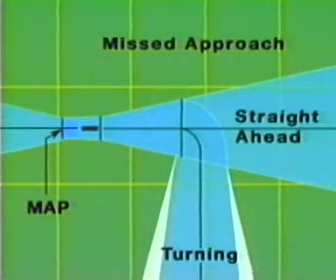The protected obstacle clearance areas for the missed approach are based on the assumption you will initiate the missed approach at the missed approach point at a height no lower than the MDA or DH. Reasonable buffers are provided for routine maneuvers, but no consideration is given to an abnormally early turn.